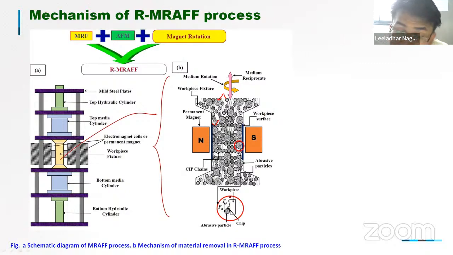When this fluid comes in contact with the magnetic field, the fluid makes multiple flexible brushes, and those brushes are used for polishing the job, specimen, or any product. So how is the material removed from the workpiece?